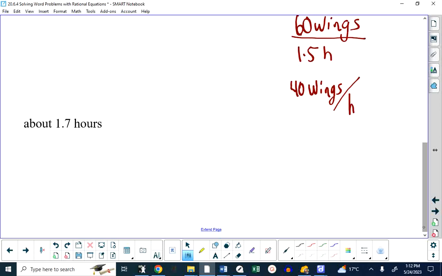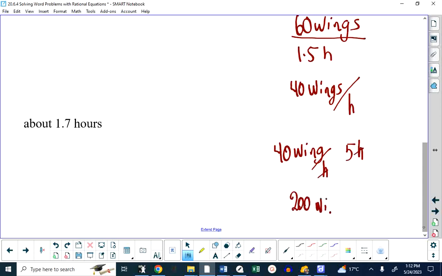The question is, if it was 40 wings per hour, how would I use that and the 5 hours to find out how many wings I would eat? Well, I would multiply, wouldn't I? You'd go 40 wings per hour times 5 hours. And the hours cancel and you're left with 200 wings.